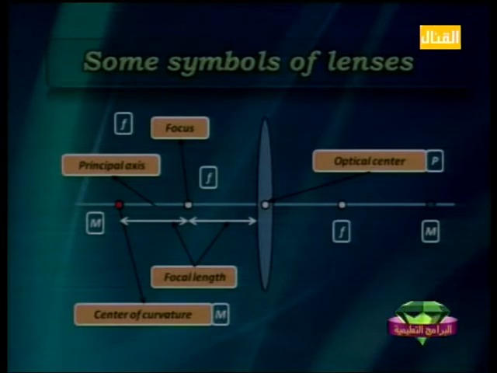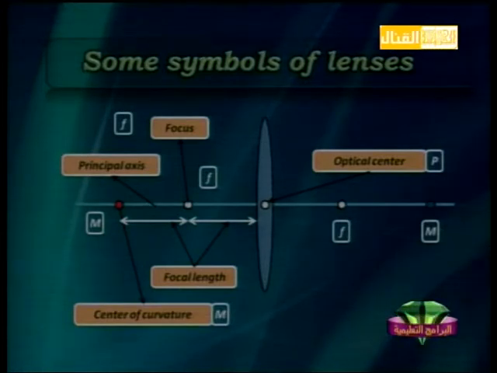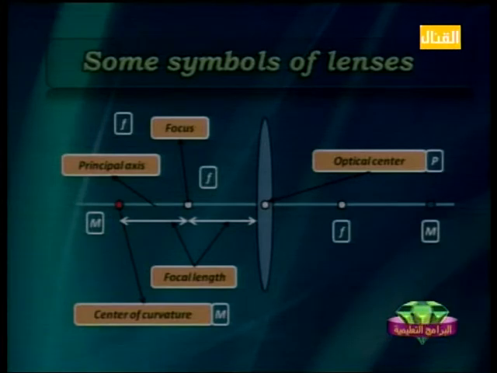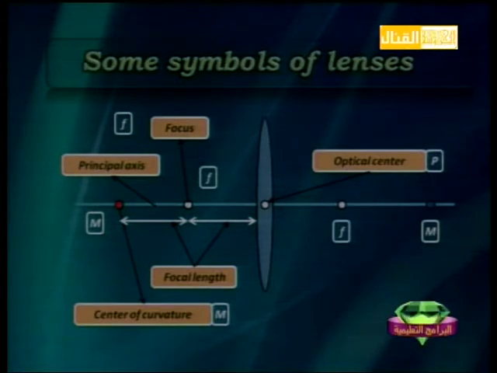The distance from the optical center to the focus is equal to the distance from the focus to the center of curvature. That is called the focal length. Again, this distance from the optical center, the midpoint in the lens, to the focus is the focal length, the distance between these two points.